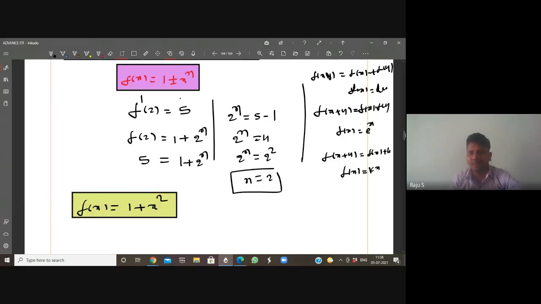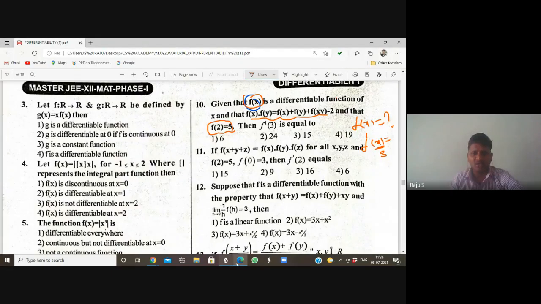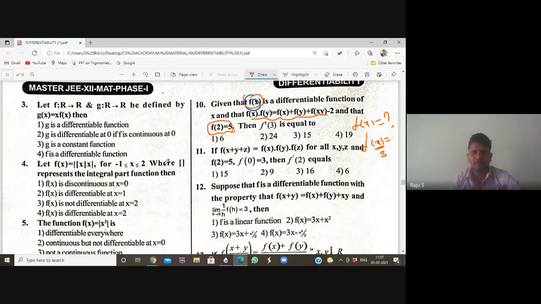With the help of this f of x, we can easily find f dash of 3. Now we can differentiate. What is f dash of x? Differentiate, so 0 plus 2x. But we required f dash of 3, which is 2 into 3, that is equal to 6. 6 is the required answer, first option.